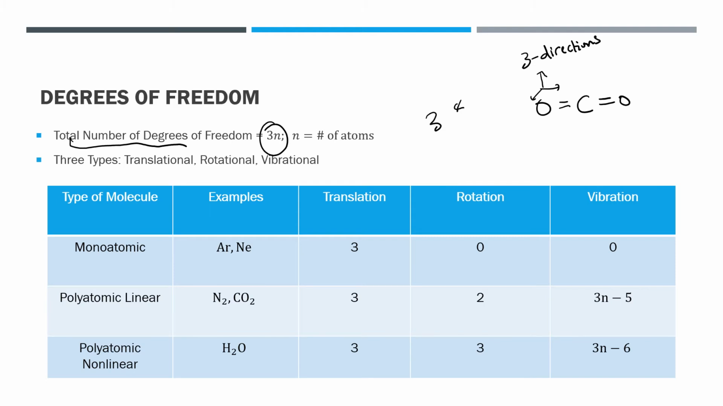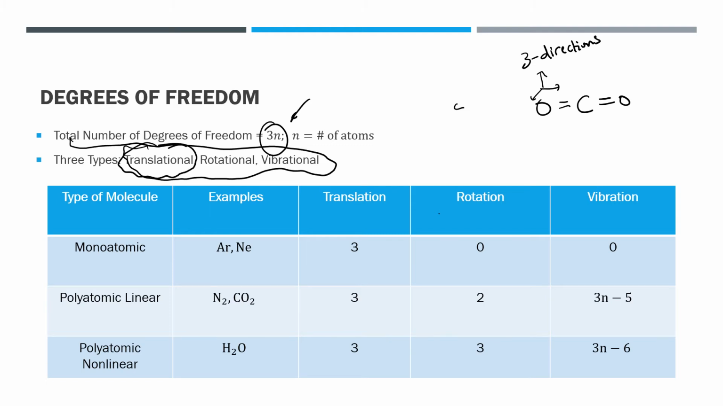Okay. Now let's break this total number of degrees of freedom into translational, rotational, and vibrational. We've talked about translational a bunch, right? We've talked about motion in the x, y, and z direction. And let's look at our formula with a monoatomic gas. With a monoatomic gas, the total number of degrees of freedom is just 3, and all of these 3 degrees of freedom are put into the translational category.